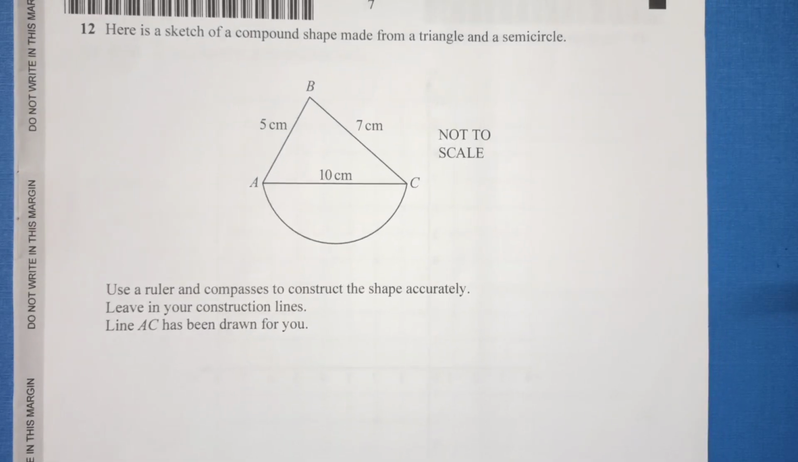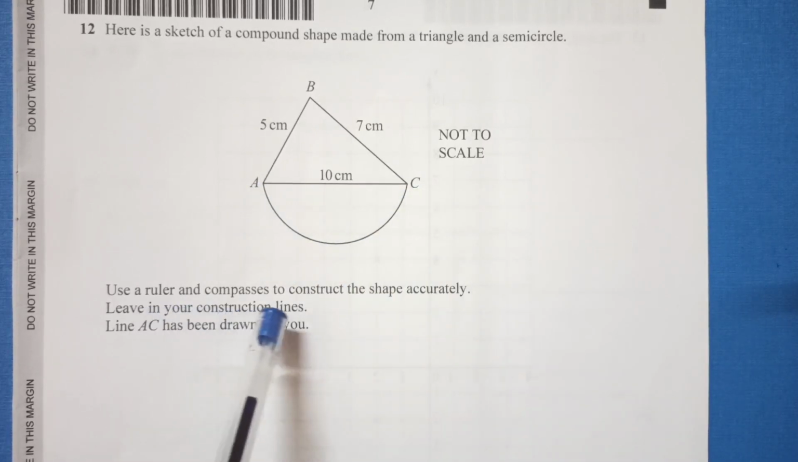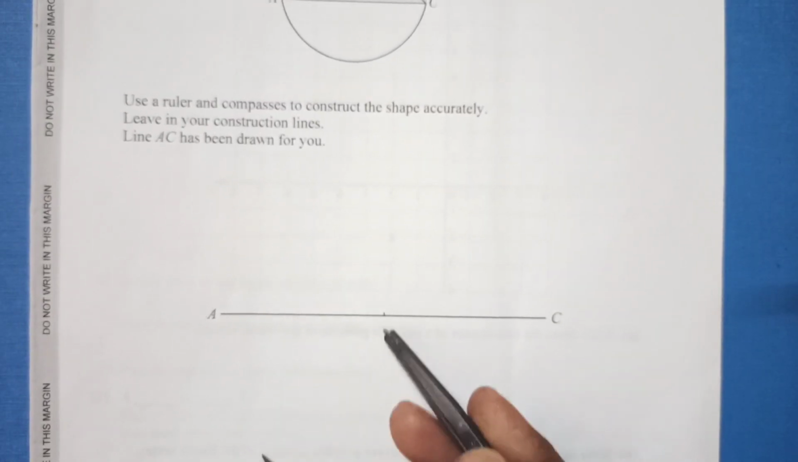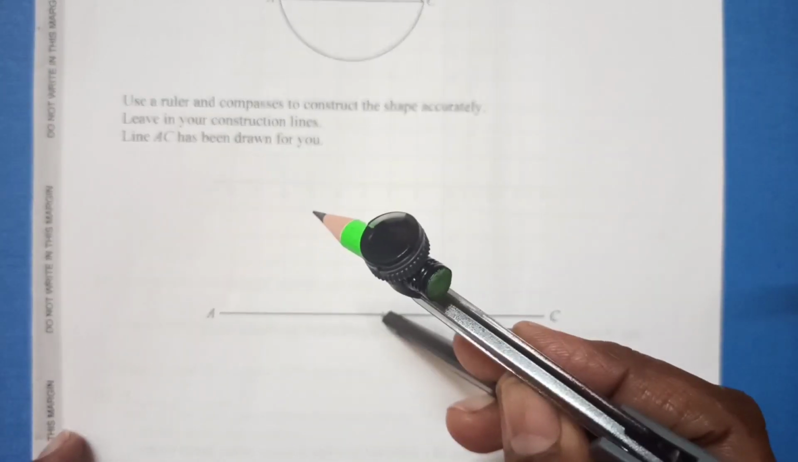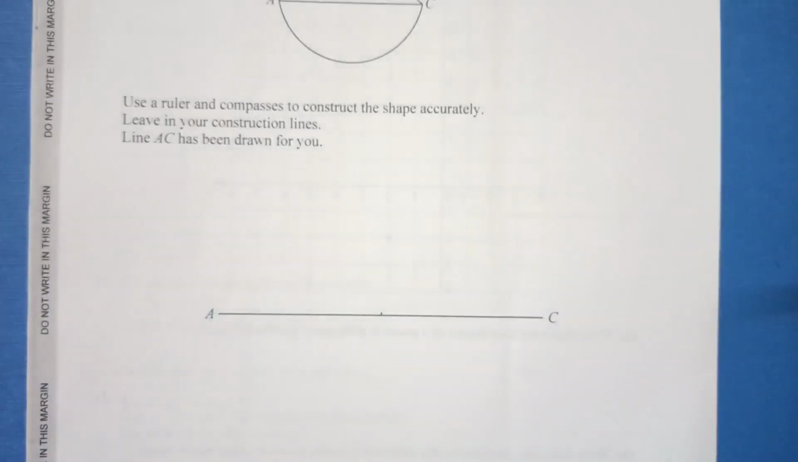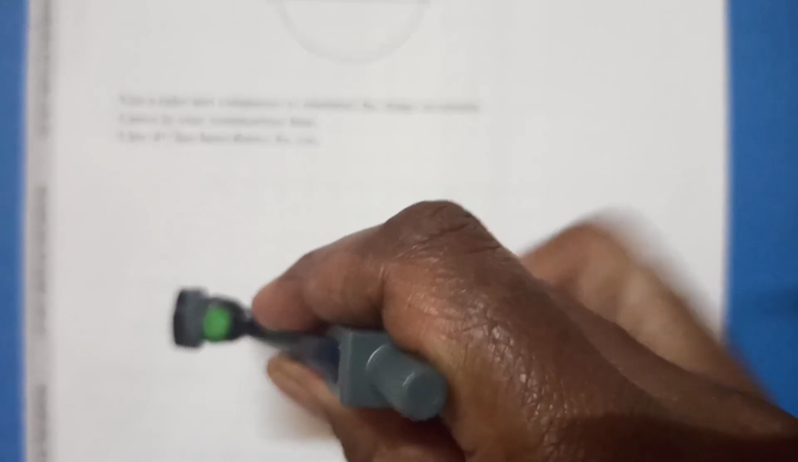Question number 12. Here is a sketch of a compound shape made from a triangle and a semicircle. You can see there is a triangle here and a semicircle here. Use a ruler and compass to construct the shape accurately. Leave your construction lines. So we are going to make this triangle and the semicircle on this line. We are already given the center, which is half of this. So we can draw a semicircle by opening the compass from the center up to A.